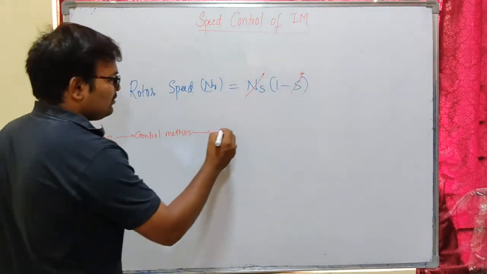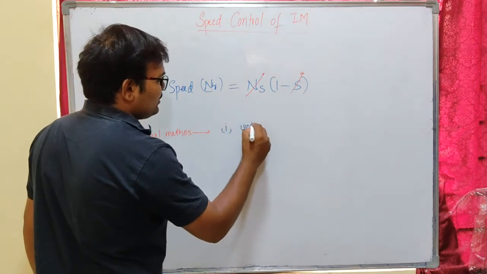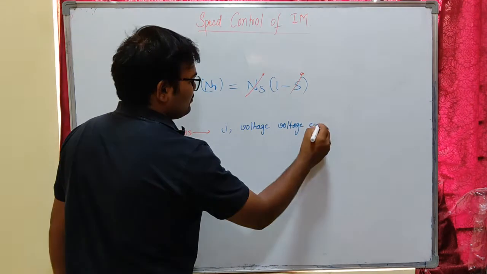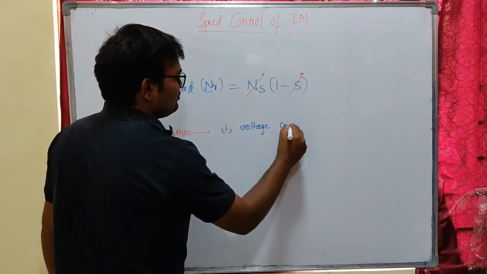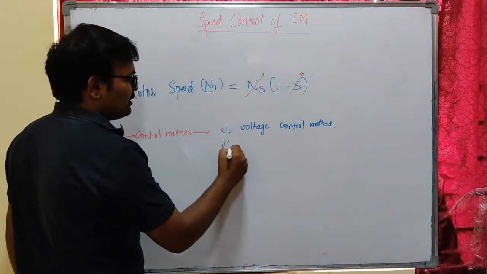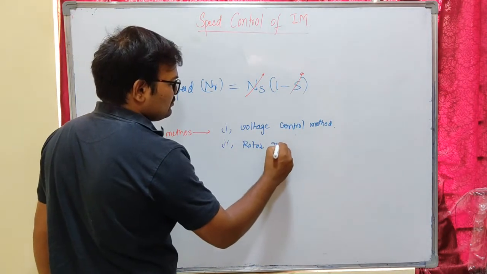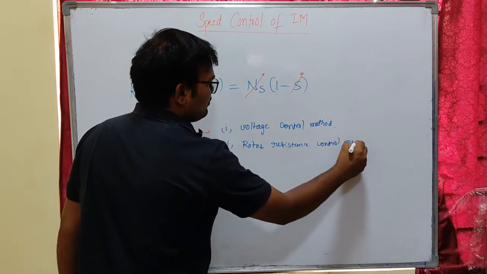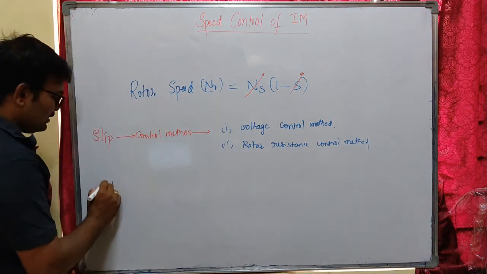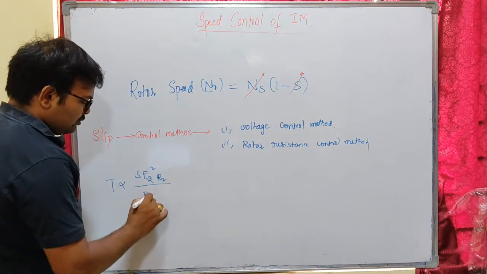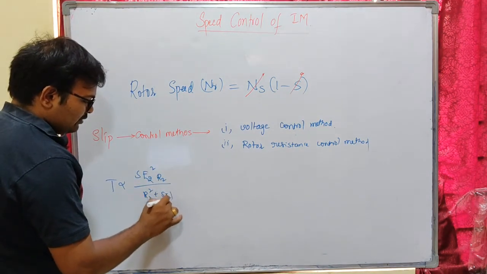For slip control methods, the first one is the supply voltage control method. The second one is the rotor resistance control method, because we know that our torque expression is proportional to S times E2 square R2 by (R2 square plus SX2 whole square). So we know this.